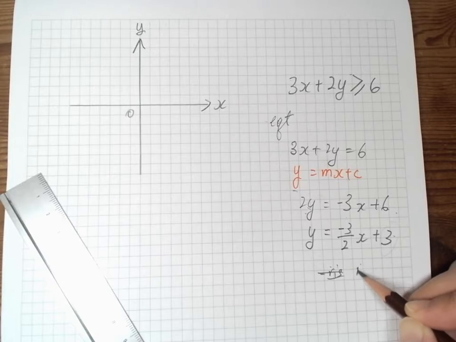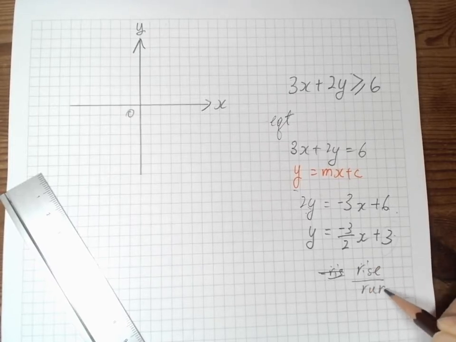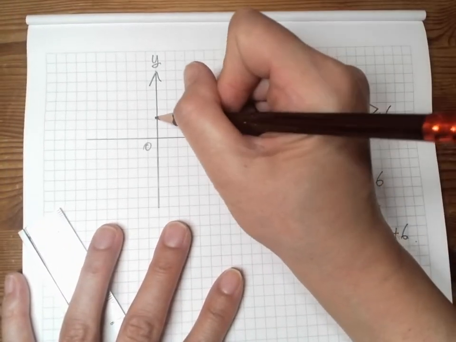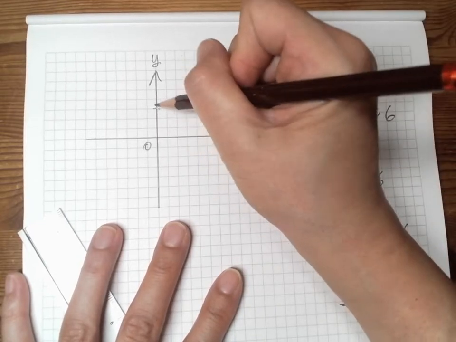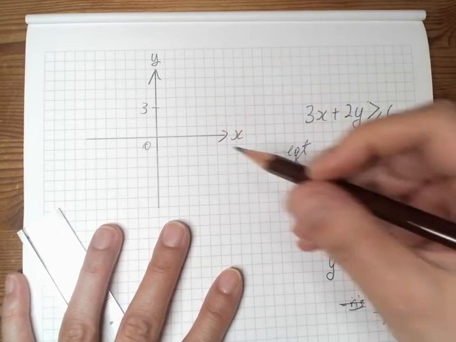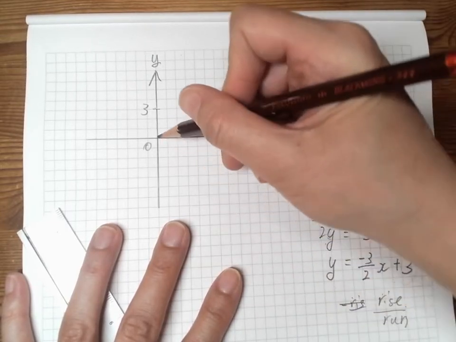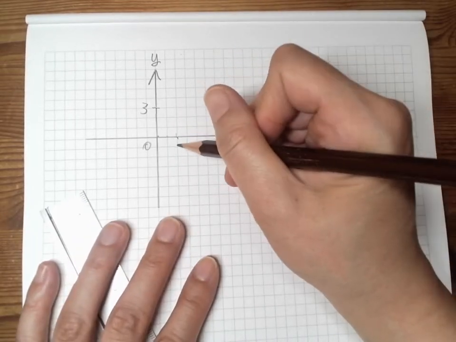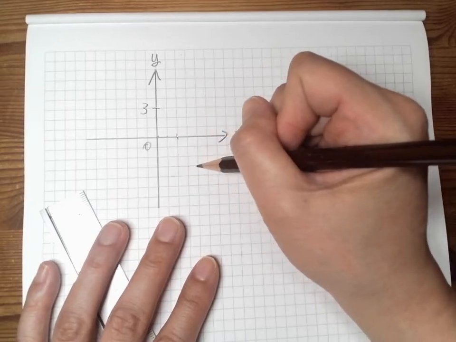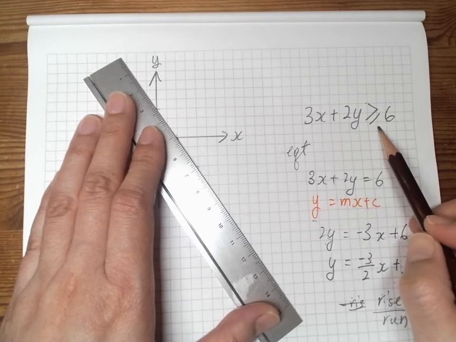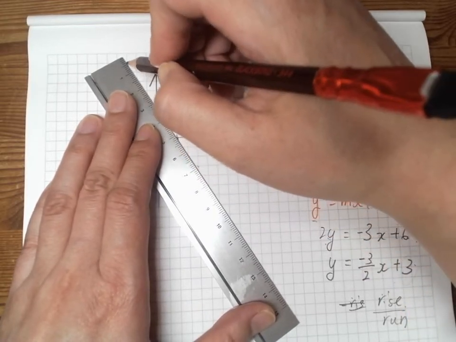We have rise over run. If you're not sure, you need to work on the sketching video. So starting from 3, for every negative rise, 1, 2, 3, going downwards, we walk 2. This is our point. And just in case, we do one more. Now we extend the line. Before we draw the line, we double check: it's inclusive, so it's a solid line.